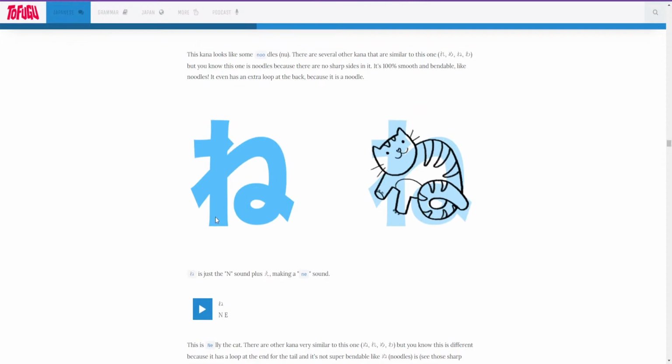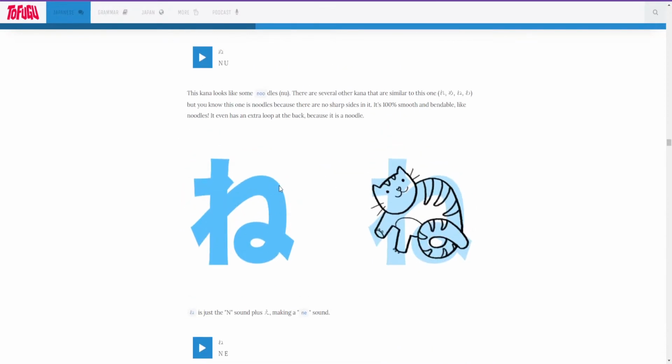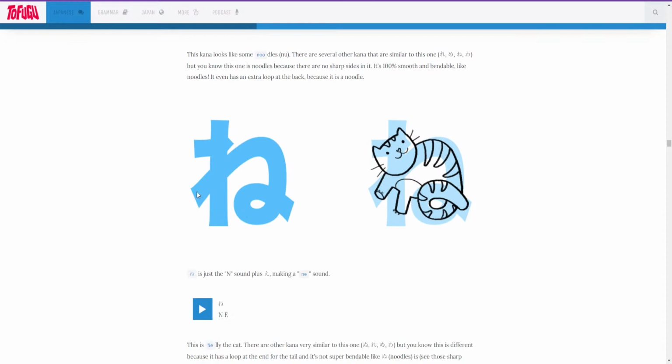Okay. And then we have ne, which is everyone's favorite, because it's like neko, which is cat, and it looks like a cat. It looks like a cat with its arched back and its folded legs here, and its little face. So if you see this, you'll know it's ne, as in neko. We'll come across kana that look pretty similar to this, but we'll differentiate it when the time comes. But for now, ne.